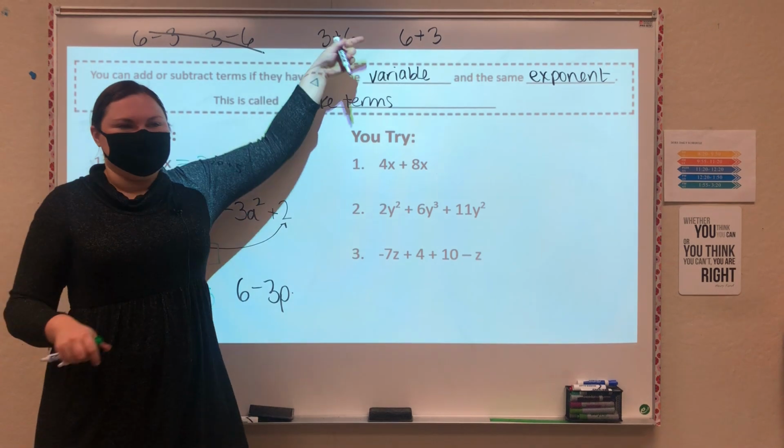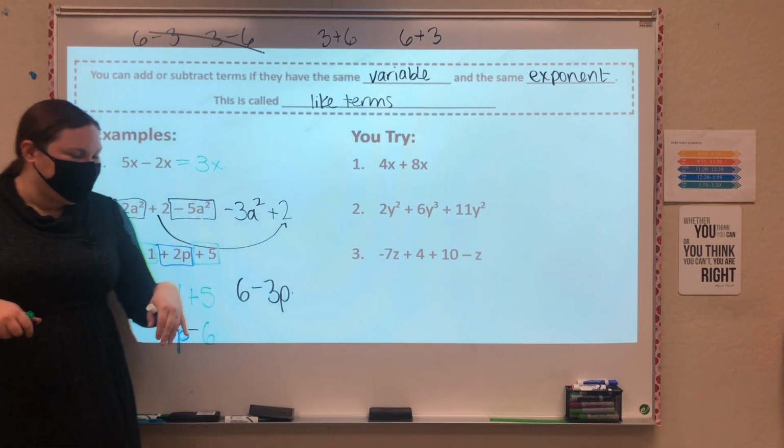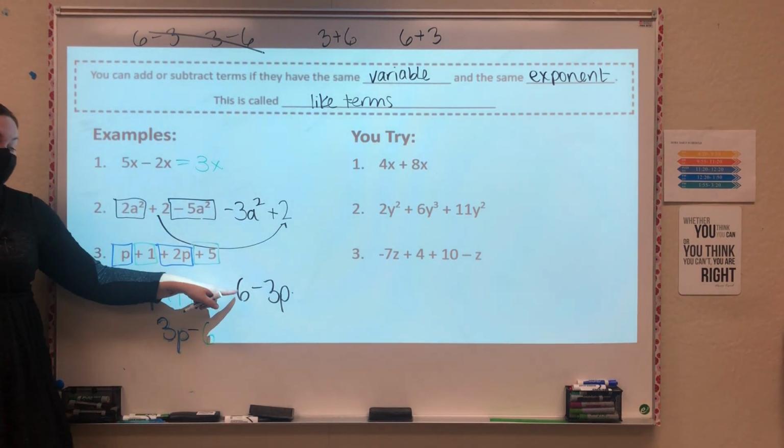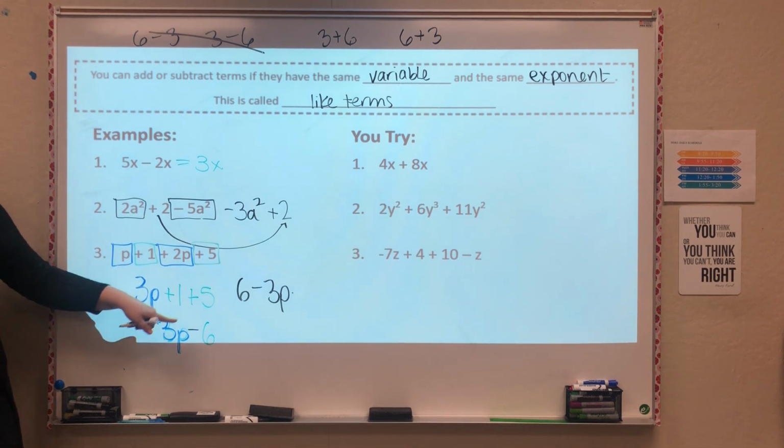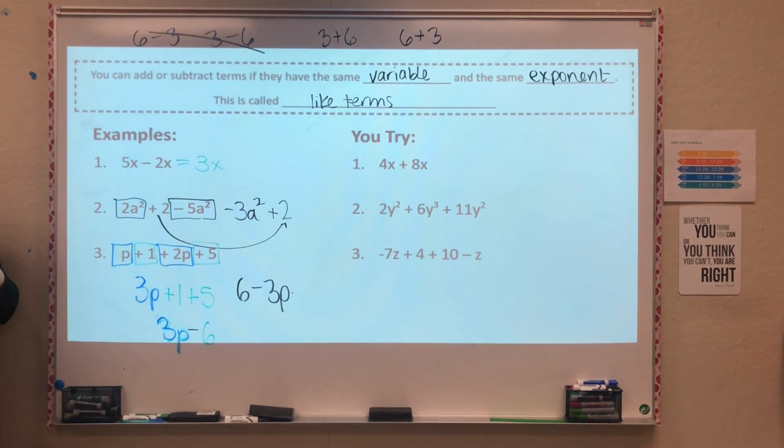They're both positive. It doesn't matter the way you add them. But here, that 6 is negative. Here, the 6 is positive. Here, the 3 is positive. Here, the 3 is negative. So those would not be the same. So you want to be on the lookout for signs.